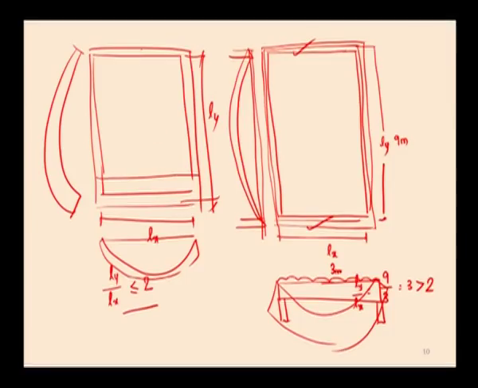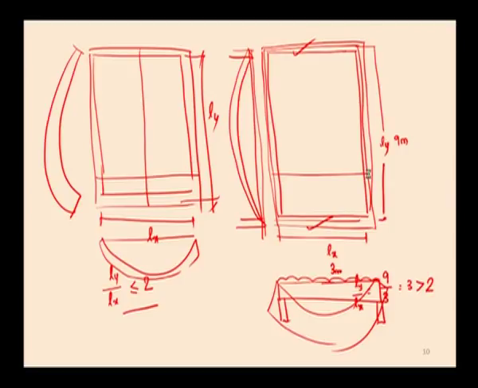For these two bending moments, we need to find out the respective area of reinforcement. That reinforcement has to be provided in the respective direction. So, here the reinforcement has to be provided along both the directions. In this one, the reinforcement has to be provided along only one direction.